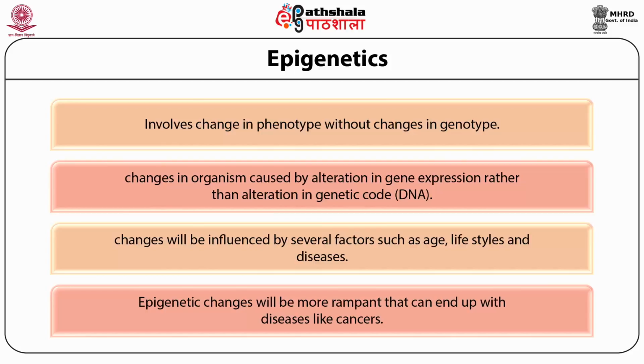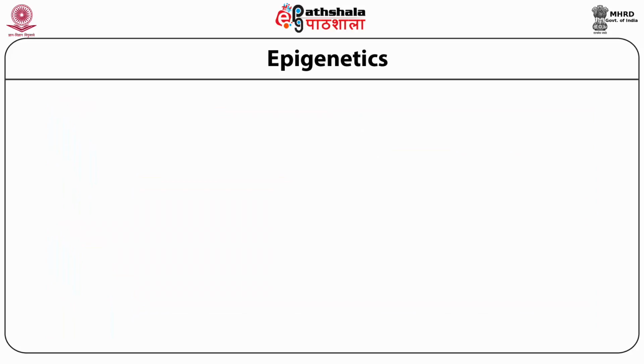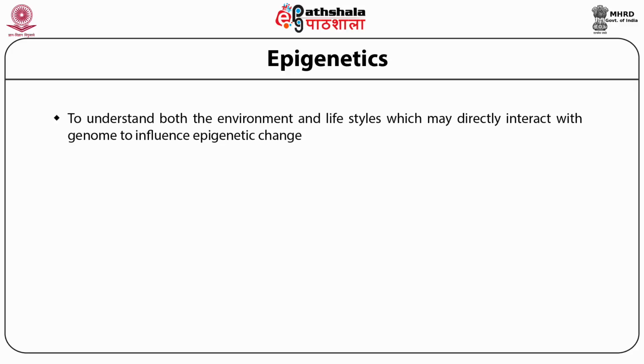DNA methylation, histone modification, and non-coding RNA-associated gene silencing are currently considered to be important in initiating constant epigenetic changes. The science of epigenetics is quickly growing by understanding both the environment and the lifestyle, which may directly interact with the genome to influence epigenetic change. This change may precipitate at any stage of the human journey and may be seen in later generations also.